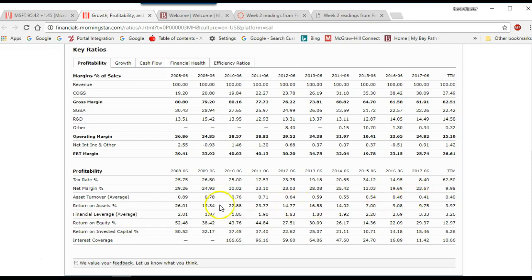Now look at their asset turnover. Their asset turnover has actually been declining just about every year. It's something management wants to look at, or something an investor would have as a red flag. Why are they not generating more sales on each dollar of assets? The turnover is shrinking. But notice here the financial leverage.